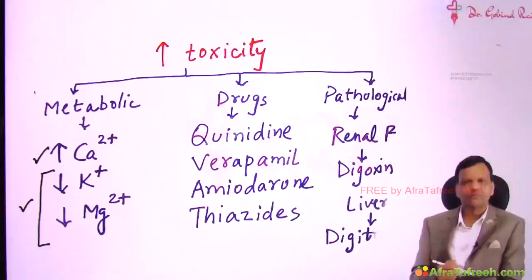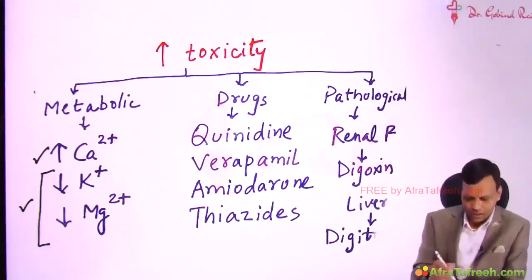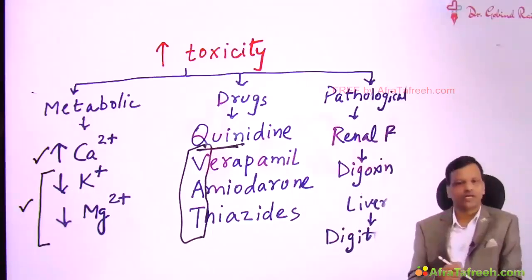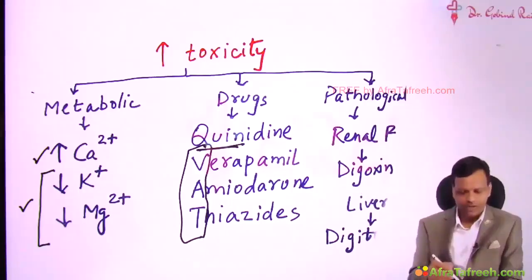Now the drugs you can remember if you just study it in Hindi. So in Hindi you can remember that if we give digoxin, तो जो queen है, queen की वाट लग जाएगी. So digoxin queen की वाट लगा देगी. So quinidine, verapamil, amiodarone, and thiazides.